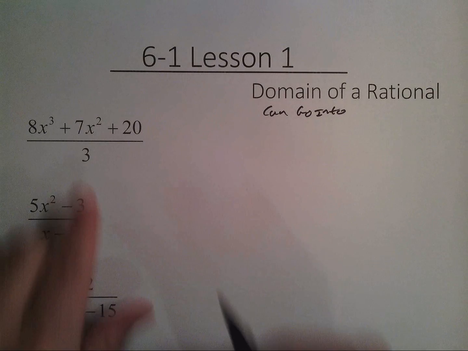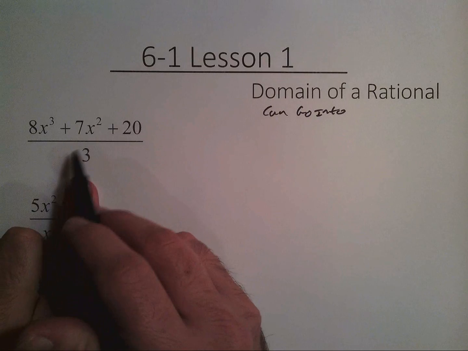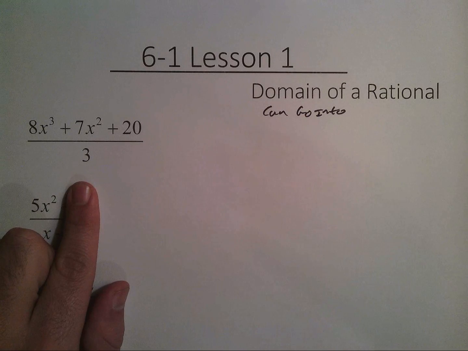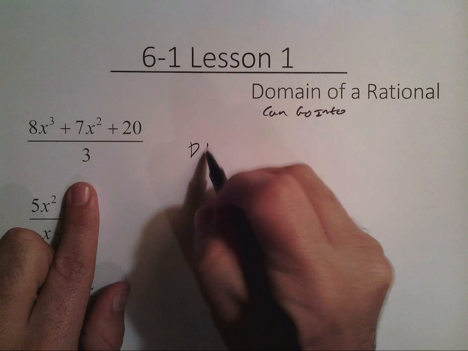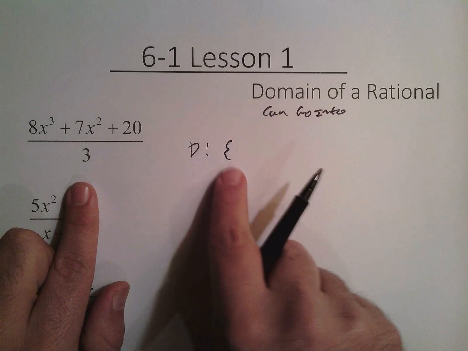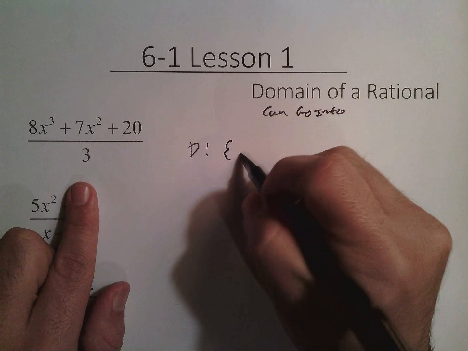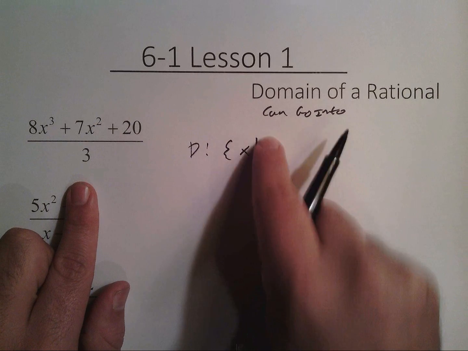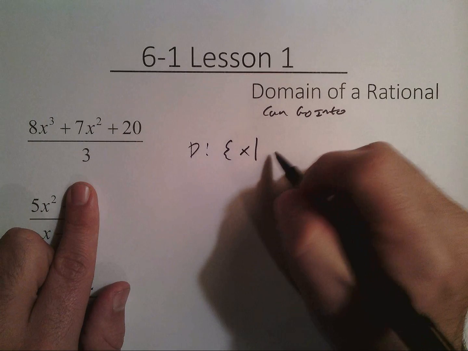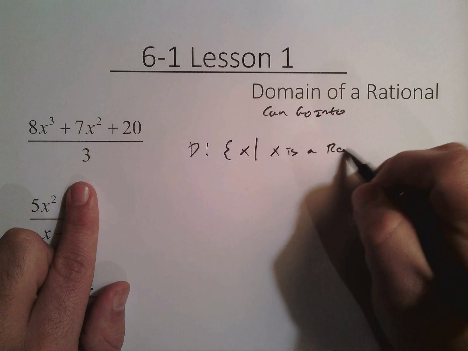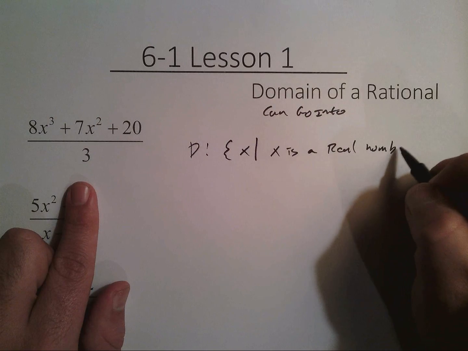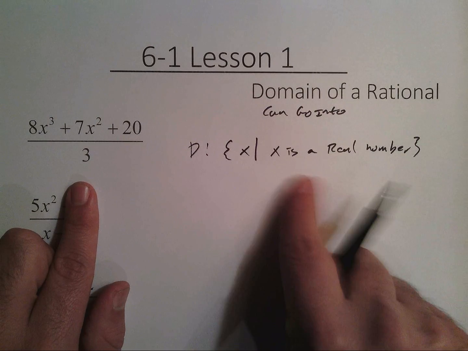Okay? And so, on this first one, is there anything that can make the bottom 0? Any value of x you can plug in? No. So I would say the domain is a set, that's what the squiggly line is, a set of x's such that, the vertical line means such that, x is a real number. Now, that's one way of saying real numbers.